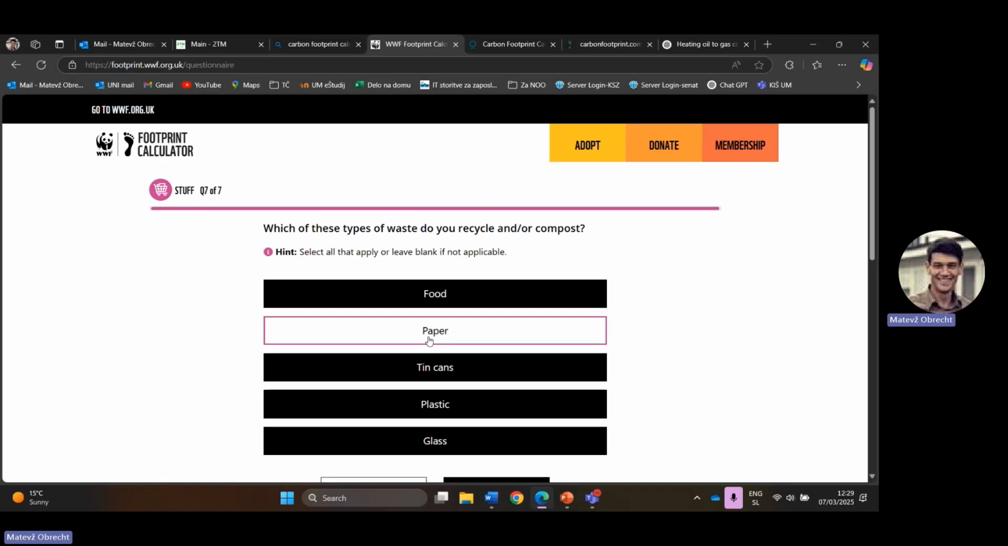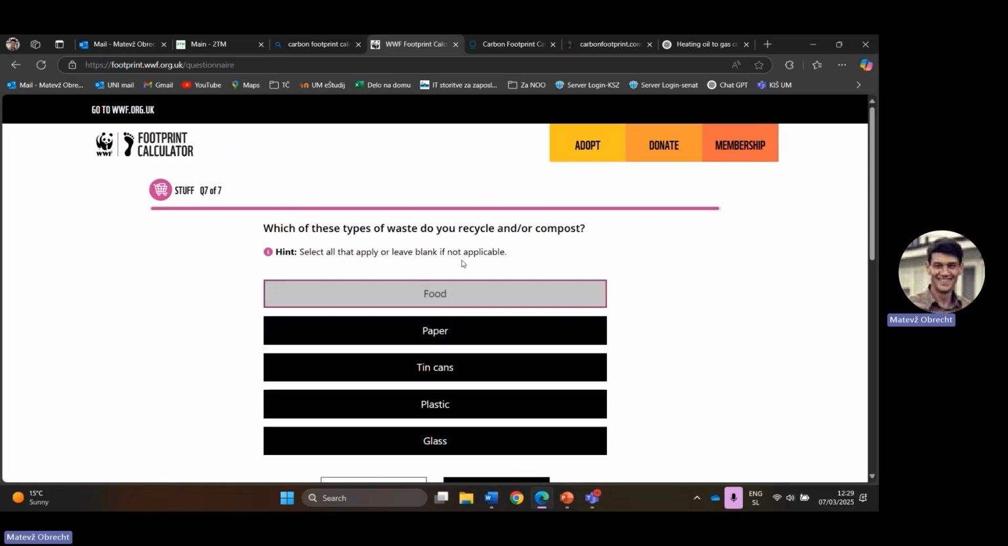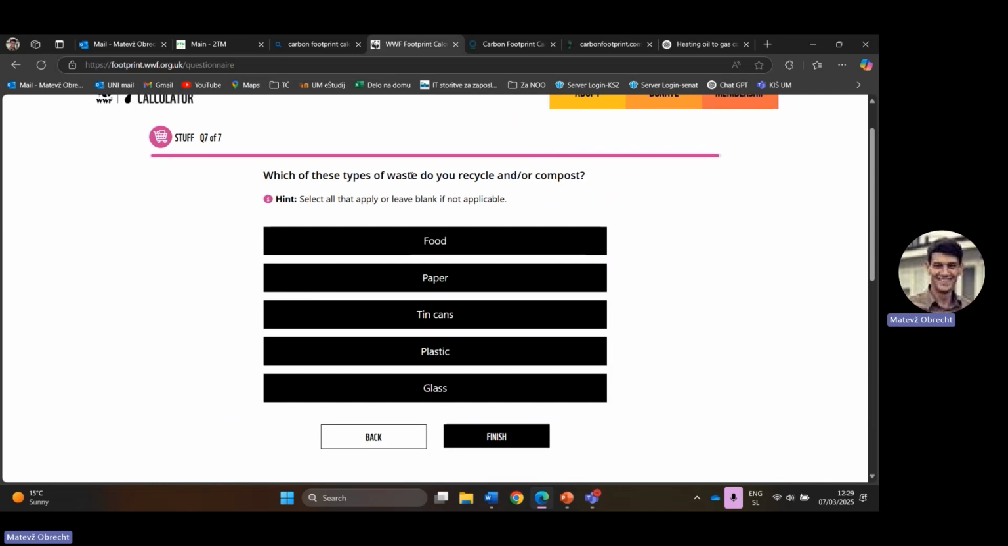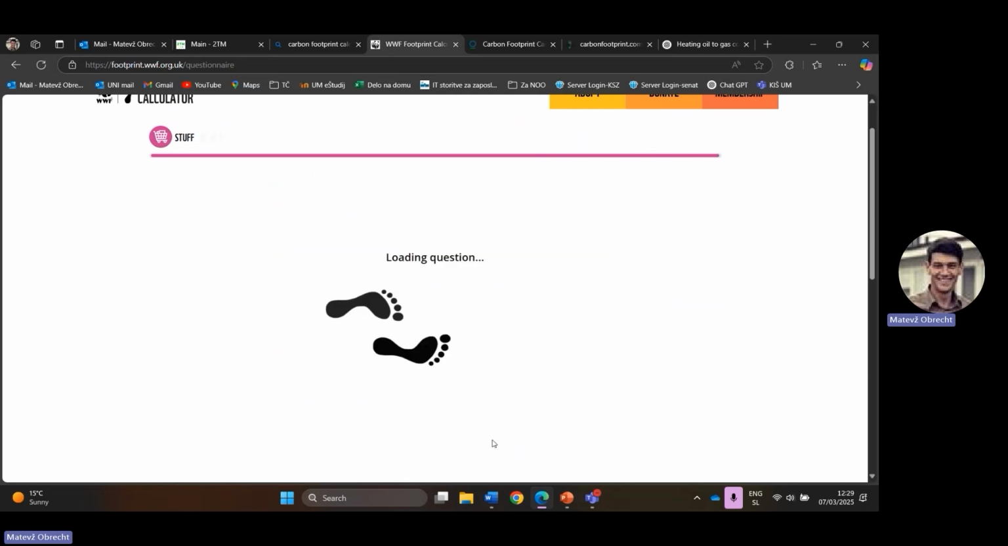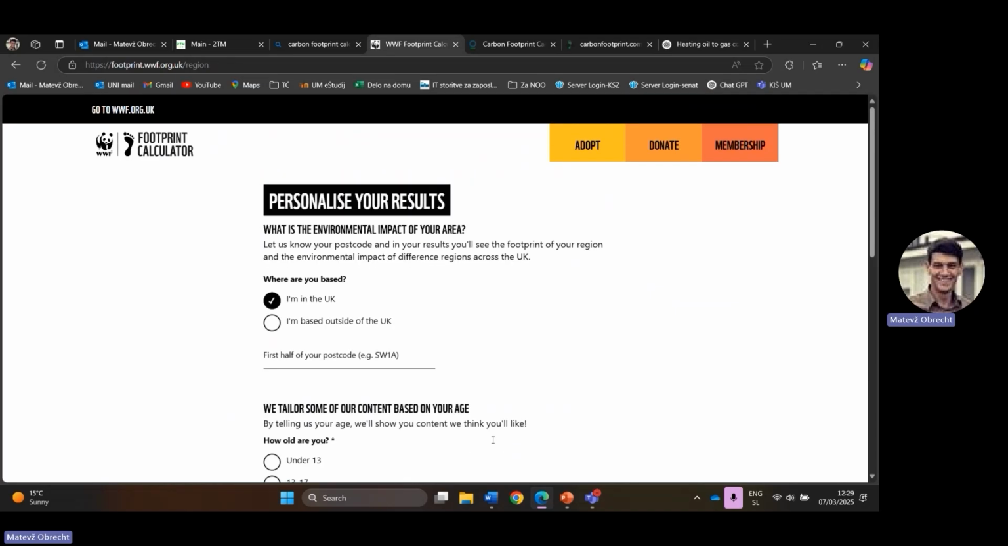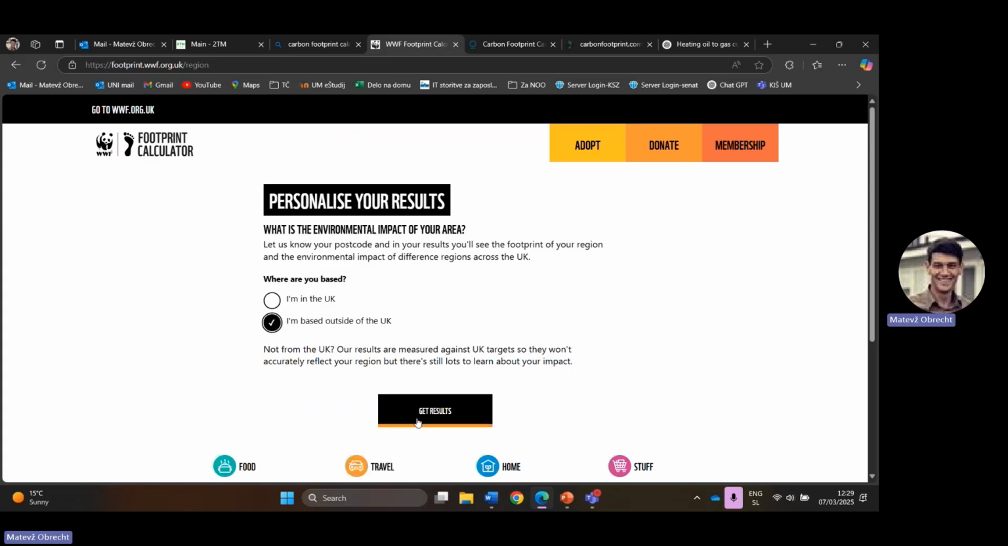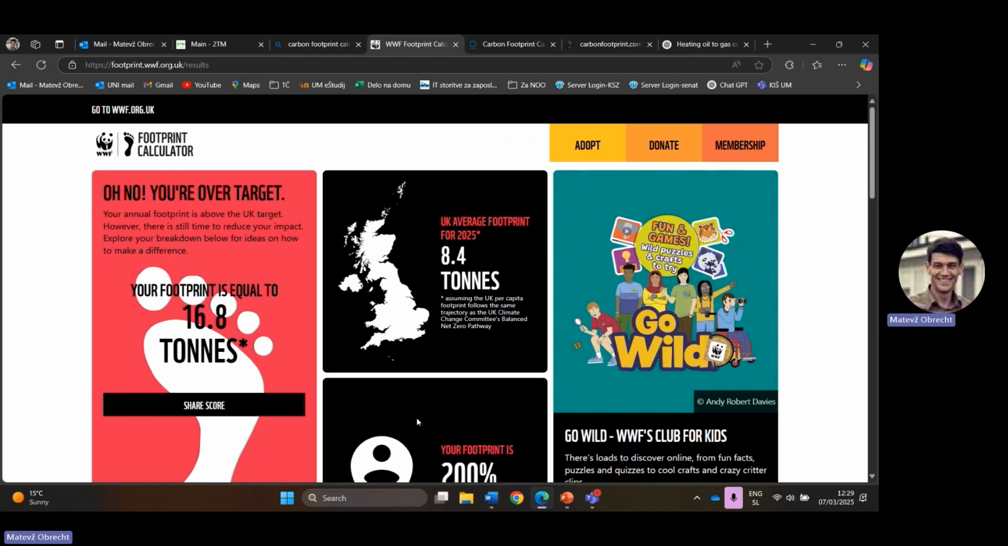Here we also have a question, what type of waste do you recycle at home, or do you compost? So which type of waste do you recycle? More or less quite common is to compost the food. All the rest, I don't have the ability to do that. Then you click finish and wait for the results. I'm not based in the UK, so let's get the results.